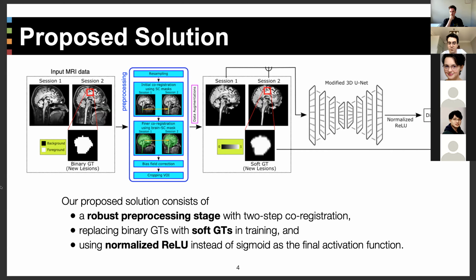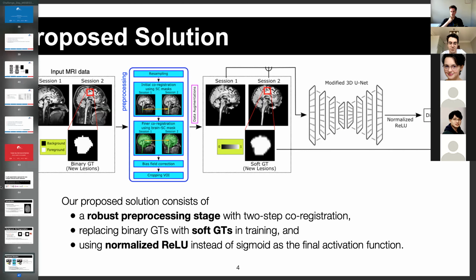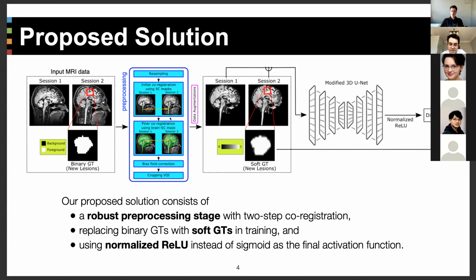Here we visualize the general methodology we use for the challenge. Raw data is first passed through a pre-processing stage and data augmentations, which yields a soft ground truth that we talked about. These two sessions are then concatenated and propagated through a multi-channel modified 3D U-Net, and the soft ground truth is later utilized in the loss function. To sum it all up, our methodology differs in a robust pre-processing stage with two-step co-registration, replacement of binary ground truths with soft ground truths, and using a normalized ReLU.